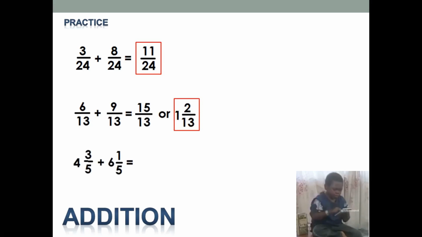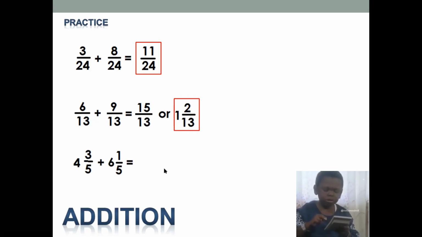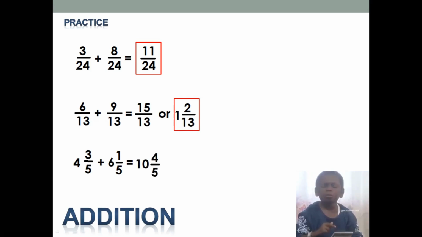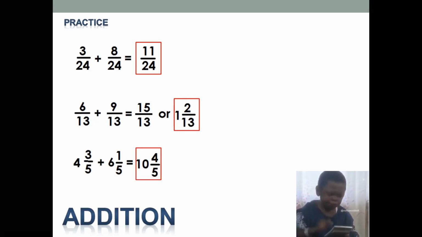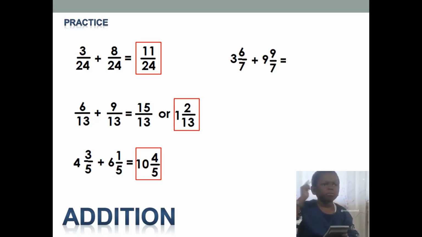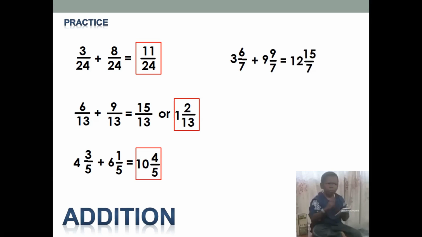Next, so the rules are copy the denominator, add the whole number, and add the numerator. We can get the 10 and 4/5. And the next one is the same, similar fraction. Okay, copy the denominator, add the whole number, and add the numerators.